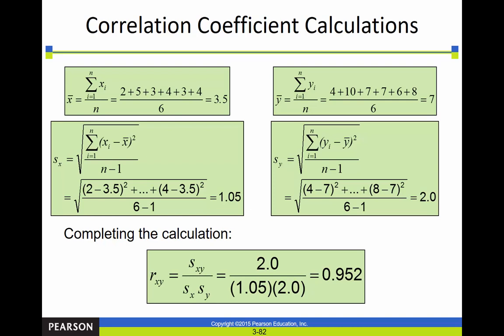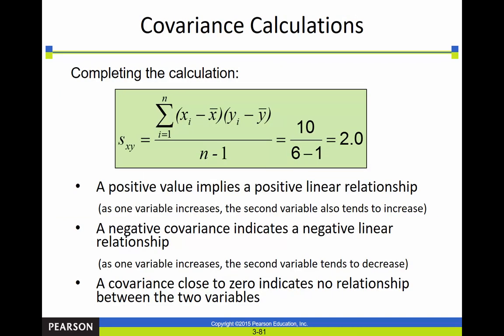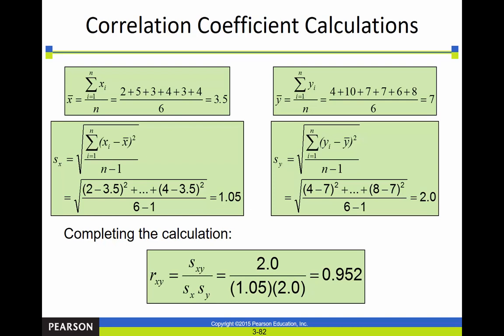Correlation coefficient, again, we find x bar, y bar, that's just the mean. Then we have to find the standard deviation of x and the standard deviation of y, and then we can calculate it. So we know the covariance was 2.0, divided by the standard deviation of x times the standard deviation of y, and that comes out to a correlation coefficient of 0.952.